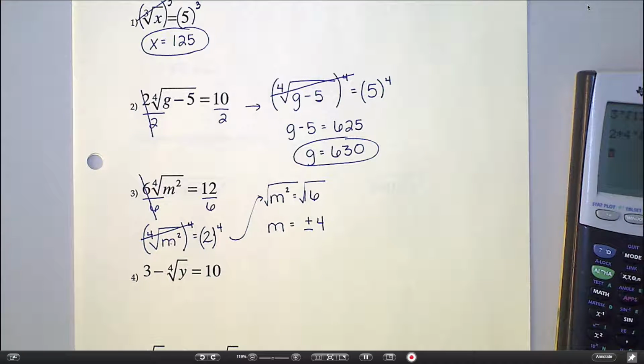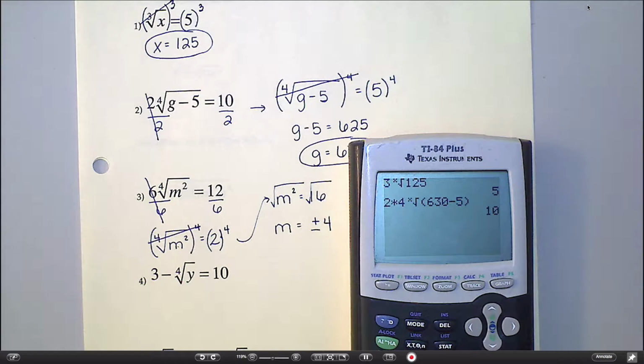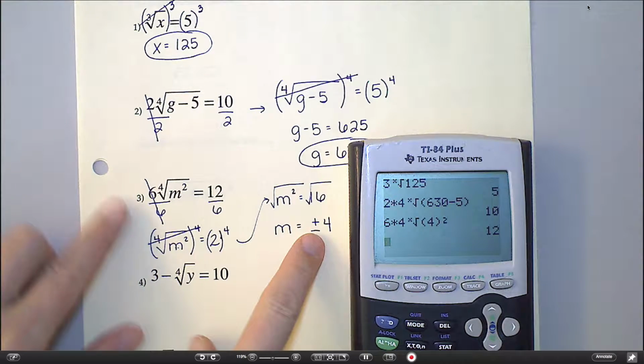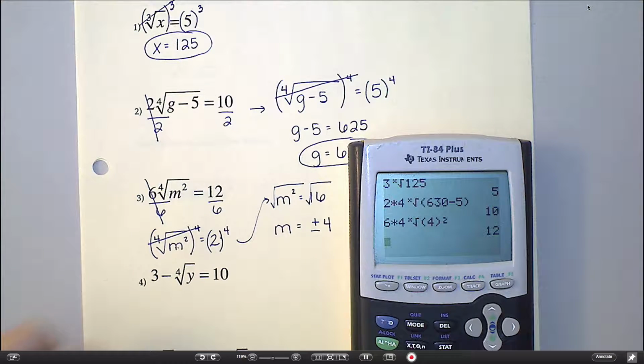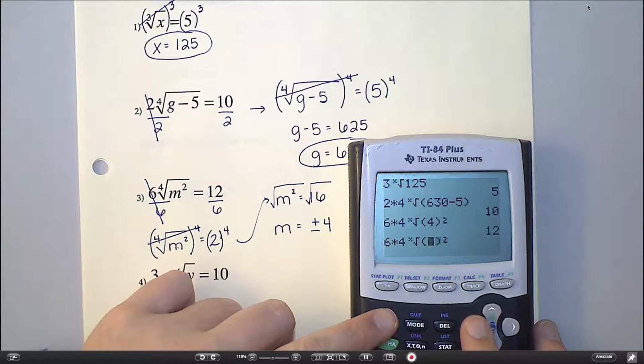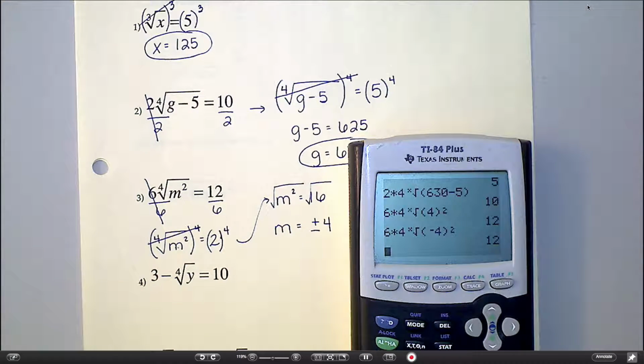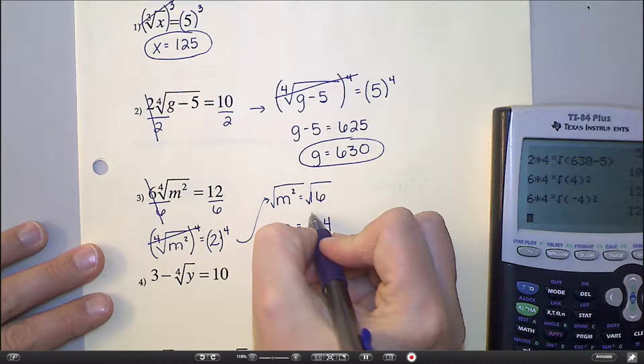And once again, I'm going to check my answer. So I would do 6 times the 4th root of, and again in parentheses, that would be a 4. Should come out to be 12. Yep, it sure does. And then I also need to check -4 because I'm saying there are 2 possibilities here. So I'm going to bring that same thing back up, except instead of a 4, I'm going to put a -4 in there. And it still comes out to be 12. So that solution's good too.